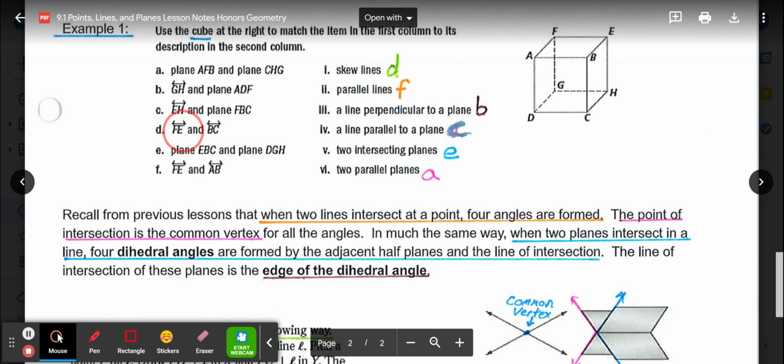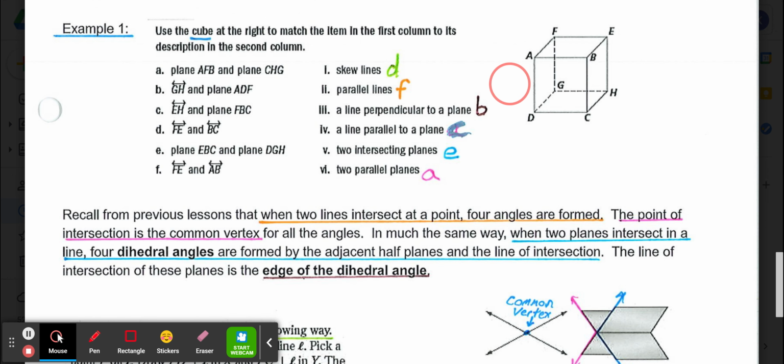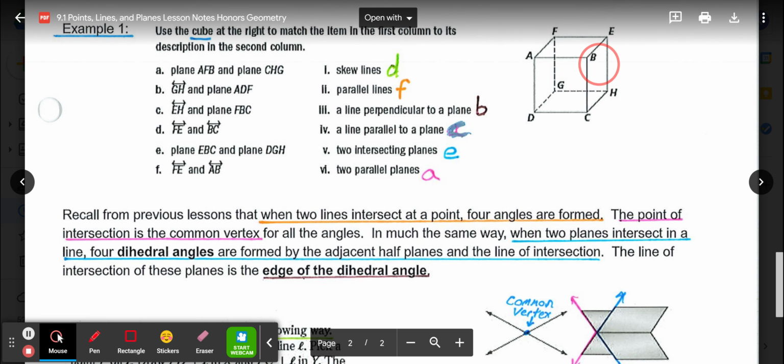In D, lines FE and BC. FE back up here, BC right here. So option D, they are skew lines. They never cross and they're on different planes.